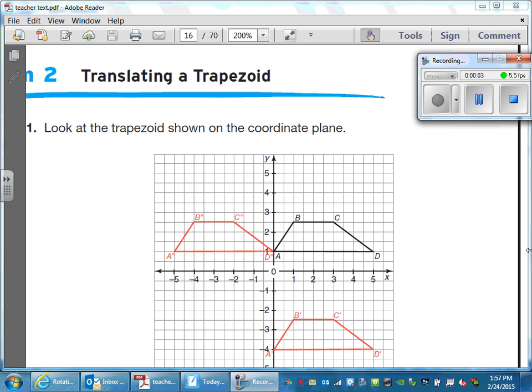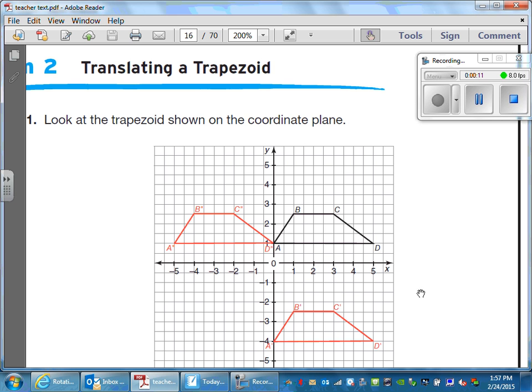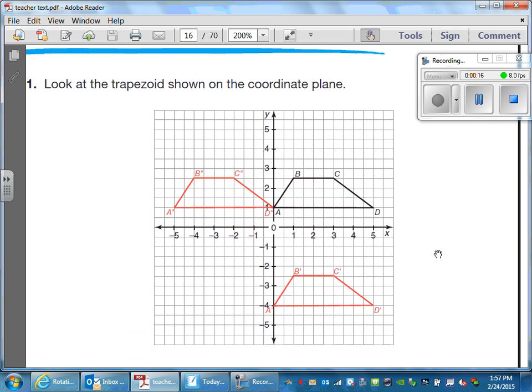Good evening. This video is to help you with homework, page 392 to 394. The image that's here in black is the pre-image.